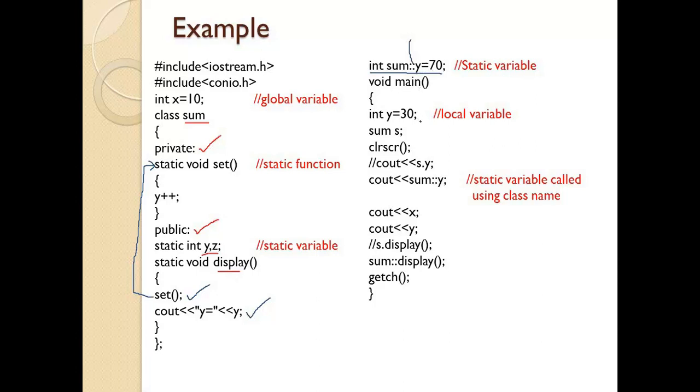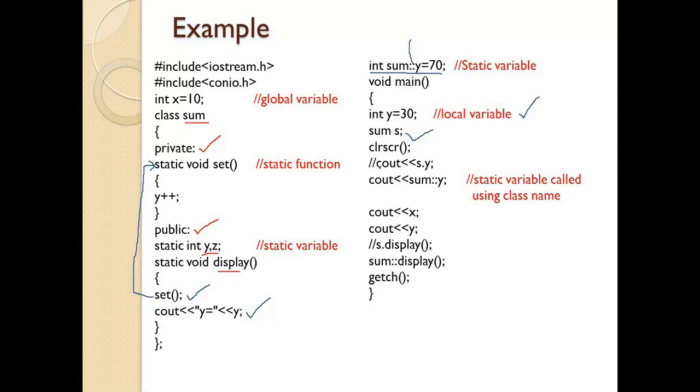And then inside the main program, just to show the difference between the static variable and the normal variable, I have used the same variable name y here. y equals 30. So this is the local variable inside the main program. Already we have a static variable y inside the class declaration part. Then I'm creating the object for the class sum. Then here I'm using the cout statement, which I have kept as a comment line.